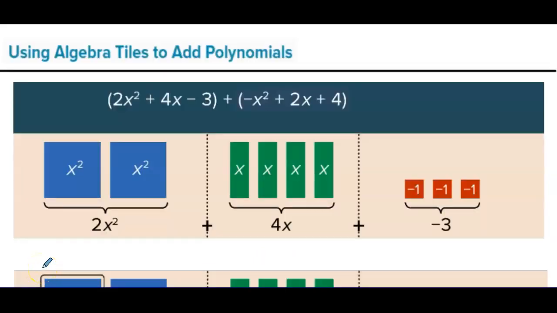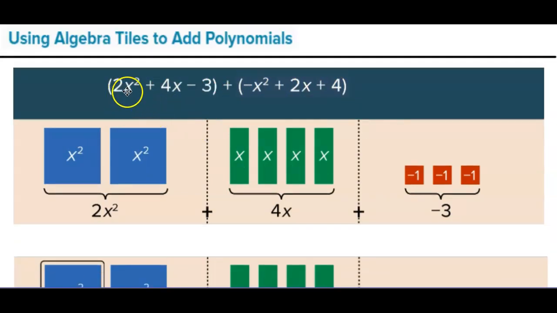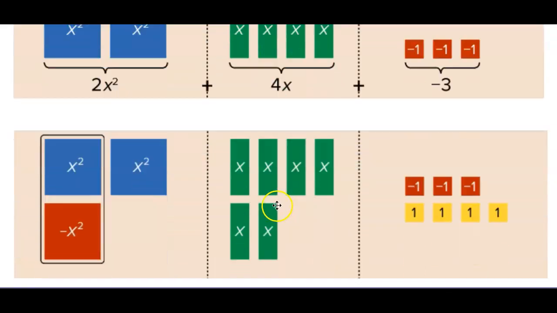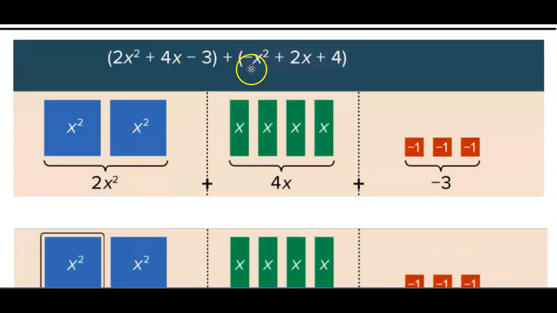All right, now moving on to just some visual representation. So this would be using Algebra Tiles. If we wanted to do this problem using Algebra Tiles, we could just use these different markers. So 2x squared is the two big x squared blue squares there, and we have 4 x's, and then we have 3 negatives. So that first term is right there. And then we have a negative x squared plus 2x plus 4.